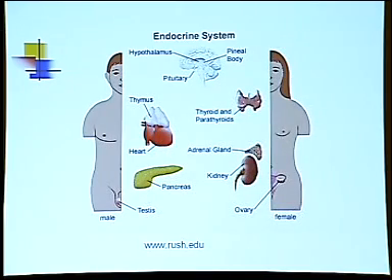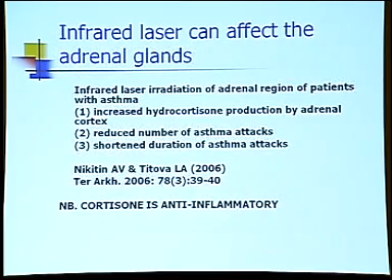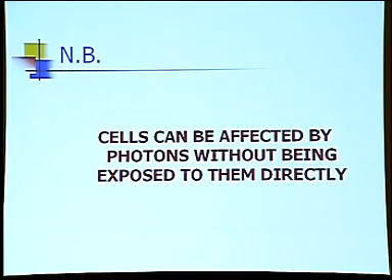And some lovely work has been done on the adrenal gland recently, also called the suprarenal gland. It's been found that if you use infrared laser irradiation of the adrenal region of patients with asthma, they make more hydrocortisone. That will reduce the number of asthma attacks, and it shortens the duration of the asthma attacks. So you've treated the back. You've treated the adrenal, but you've got effects in the lungs. Those are indirect, systemic effects. And remember, cortisone is anti-inflammatory.